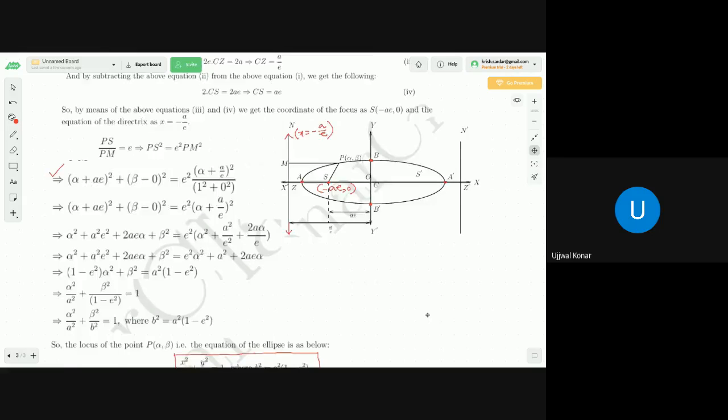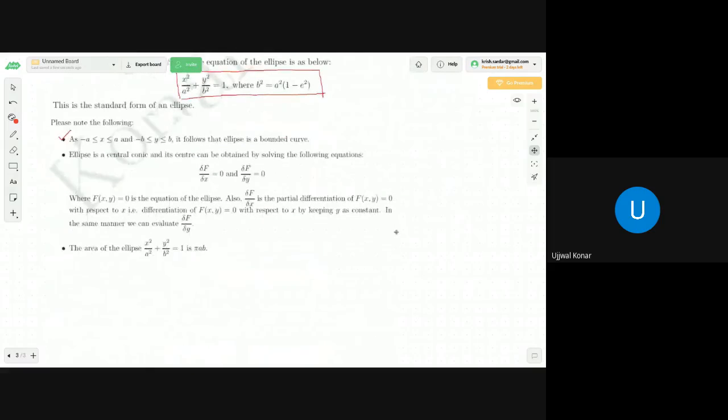And hence we say something like this: the first point is that x is in between minus a to a and y is in between minus b to b. The second point is that the ellipse is a central conic and its center can be obtained by solving the partial differential equation. Dear students, many of you are not aware of the partial differential equation, but let me give you a very brief idea about partial differentiation.